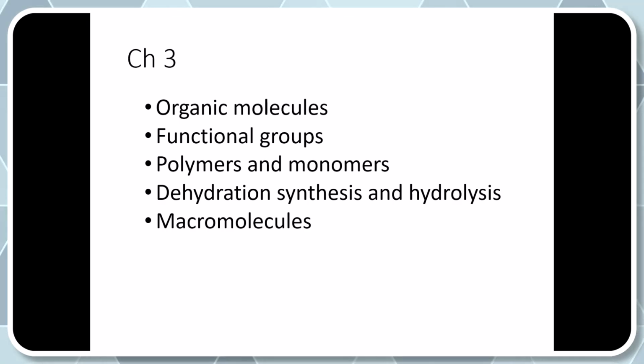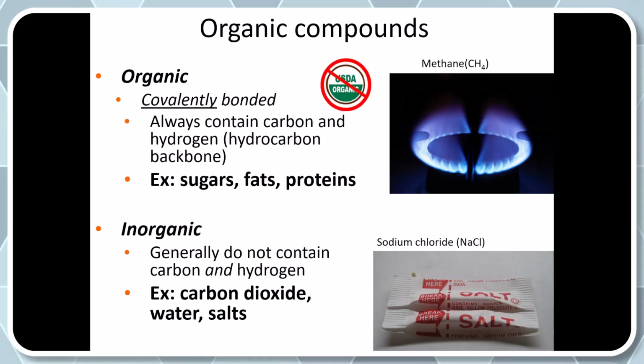So this is chapter 3, which is another chemistry chapter in unit 1. We're going to talk about organic molecules, functional groups, polymers and monomers, how to make polymers and monomers, and macromolecules important to biology. So organic molecules, that means that the atoms are held together by covalent bonds.